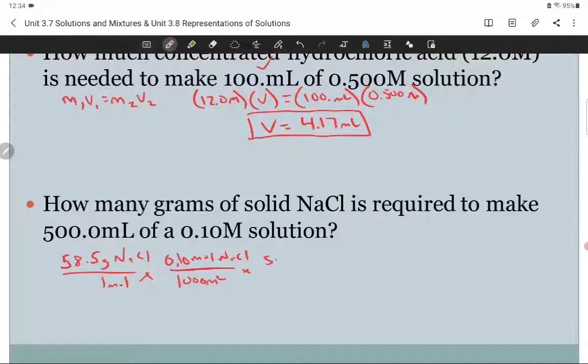And then we were told we're supposed to make it in a 500 milliliter volumetric flask. It's rarely going to mention that, but we're always going to use a volumetric flask. So 58.5 times 0.1 divided by 1,000 times 500, and that would require us to use 2.9 grams of NaCl.